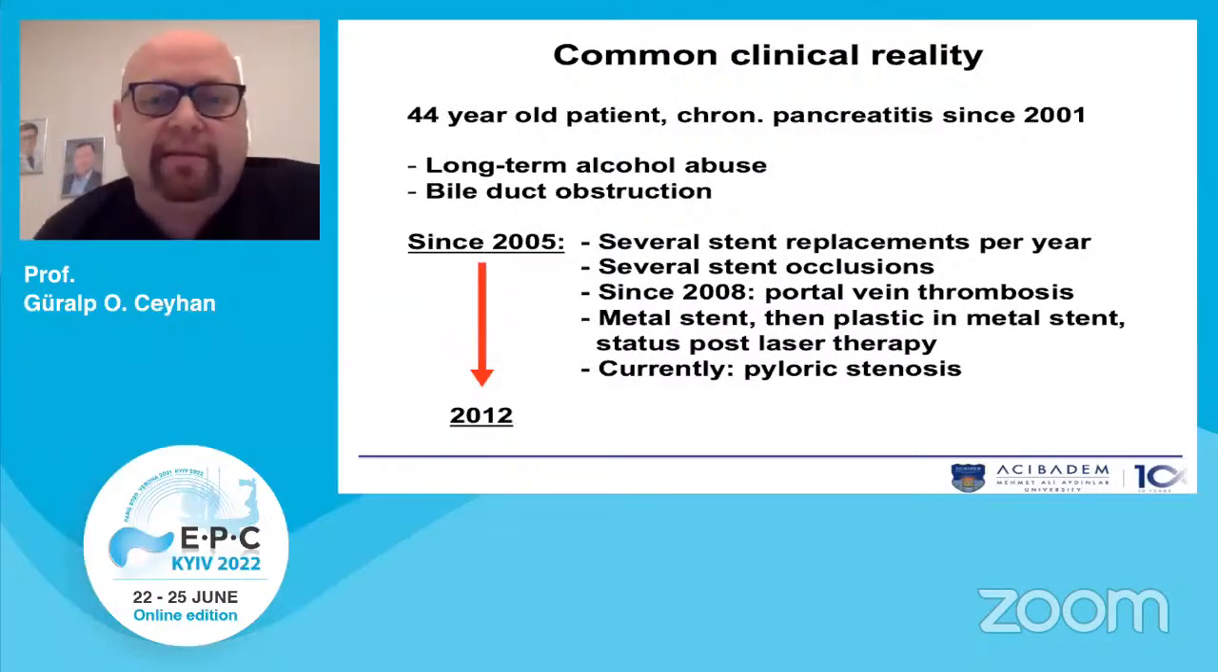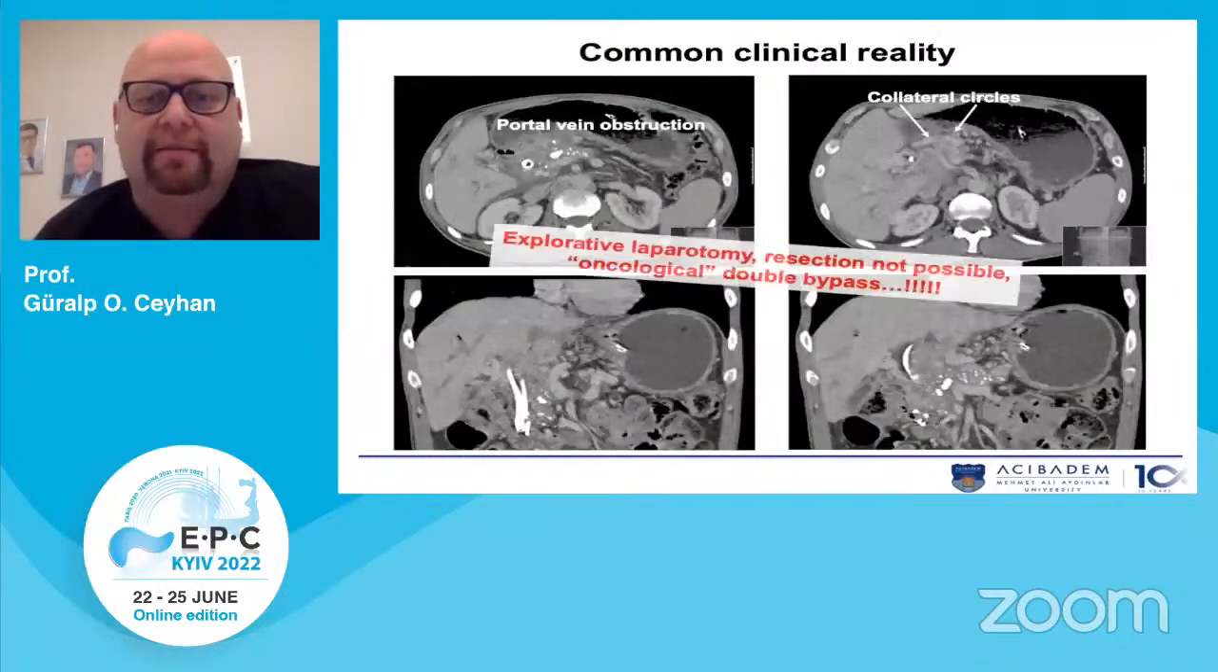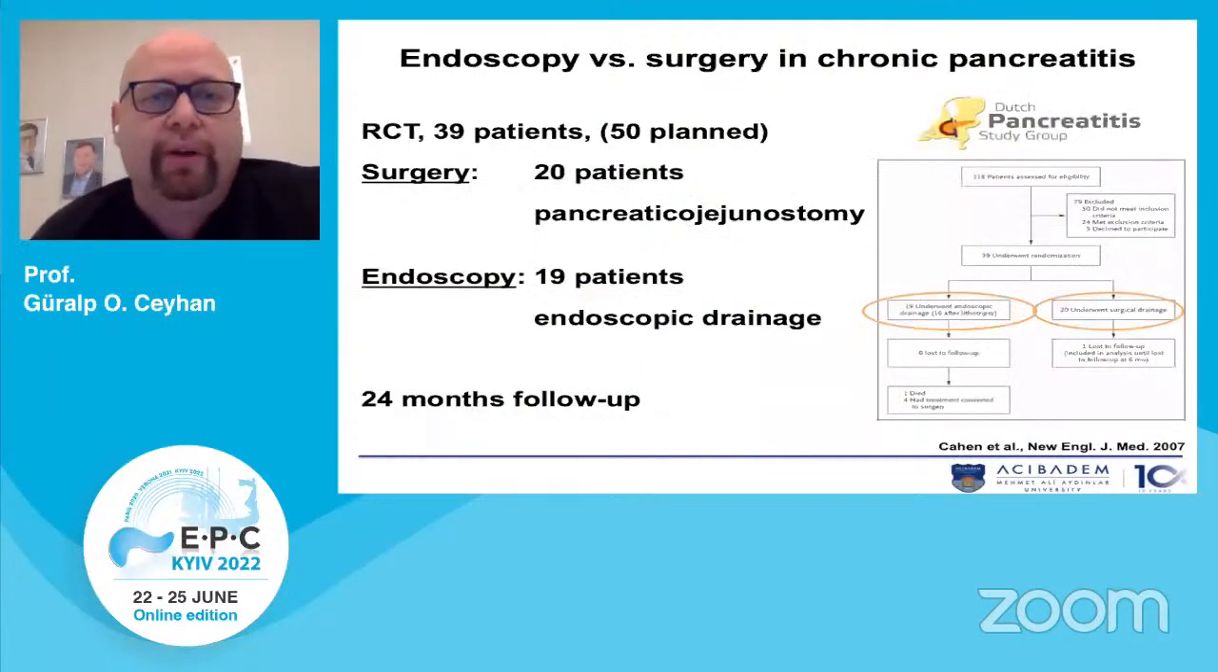But the problem is that in this situation, we had portal vein obstruction and huge, massive collaterals, and in a situation where, at least in this way, we could not even do a resection of the inflammatory tumor. So we did only an oncological double bypass in a patient who actually has no oncological disease. This is actually sad, and we want to avoid this.